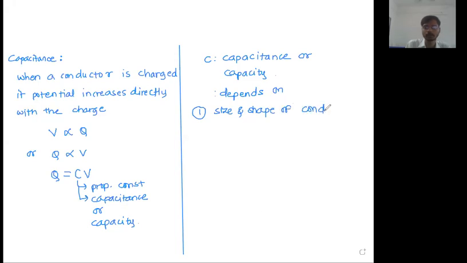Once you fix the size, once you fix the shape, automatically the capacity of the conductor will get fixed. Size and shape of conductor.